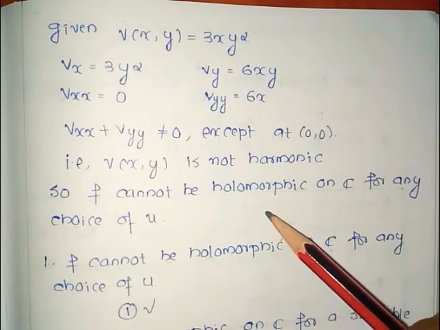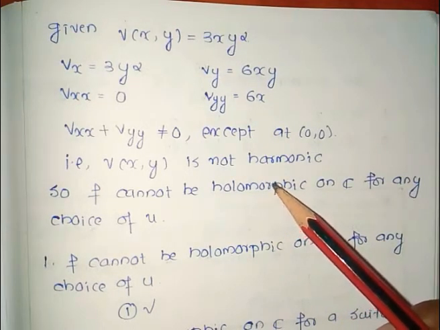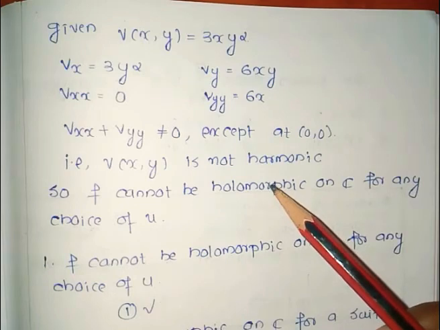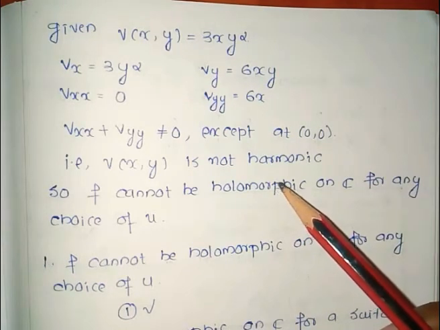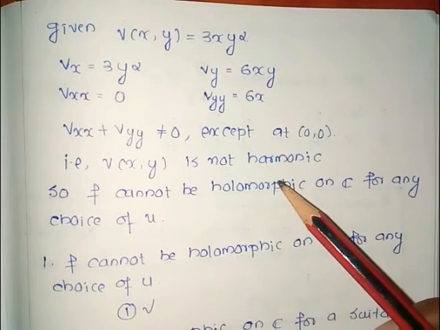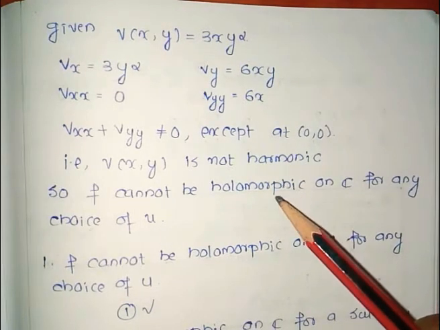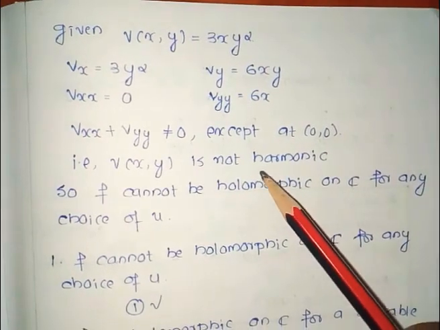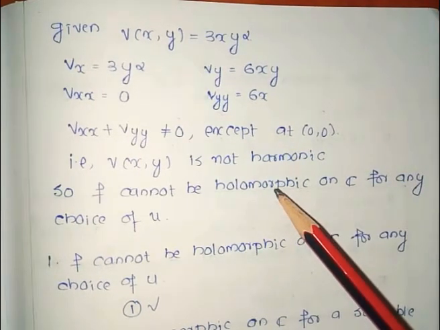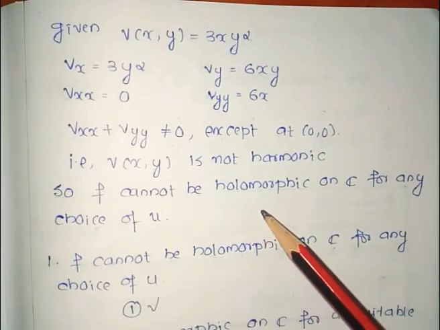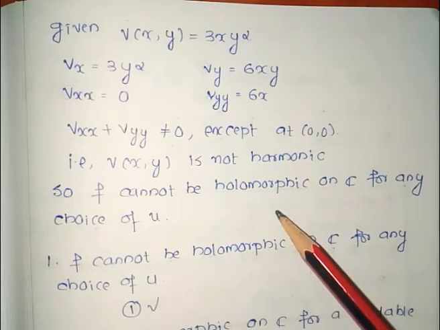So v is not harmonic implies that f cannot be holomorphic on C for any choice of u. Because we have the theorem: if f is holomorphic, then u and v are harmonic. That is, u and v are satisfying the Laplace equation. So here we get v is not harmonic, which means that f cannot be holomorphic on C for any choice of u.